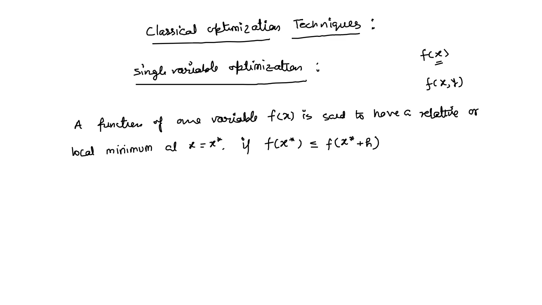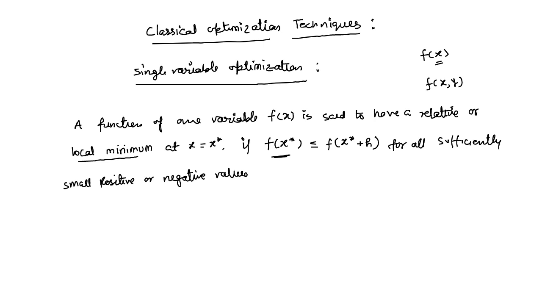So relative or local minimum. Local minimum at x equal to x star means the function f(x star) is less than or equal to f(x star plus h) for all sufficiently small positive or negative values of h. Here we can consider h greater than 0, but we can also consider h less than 0.